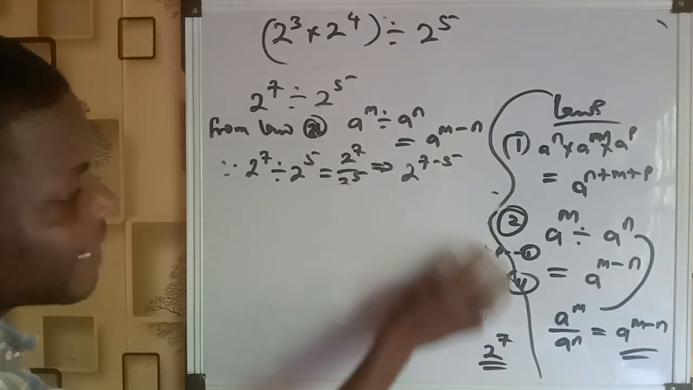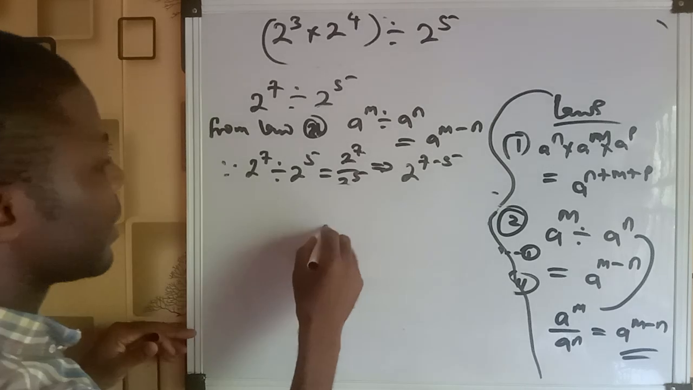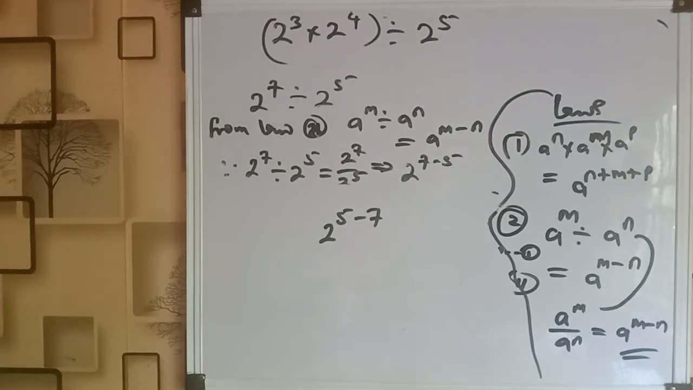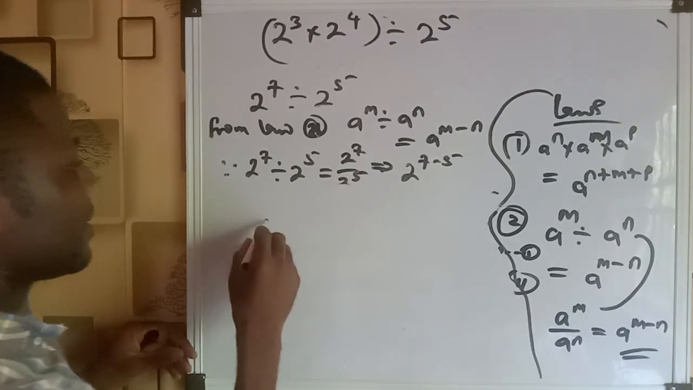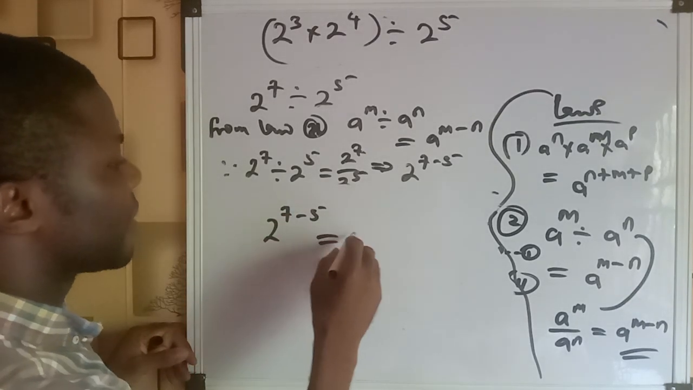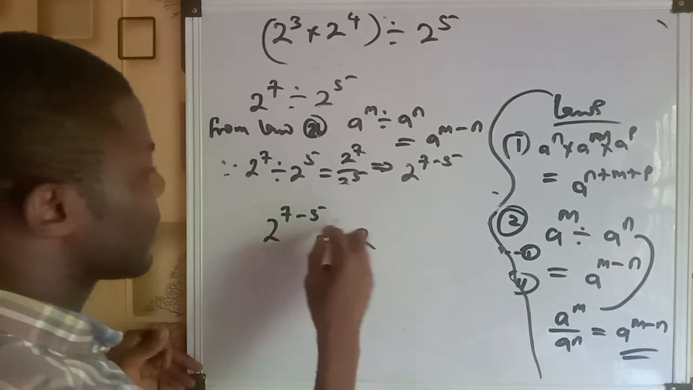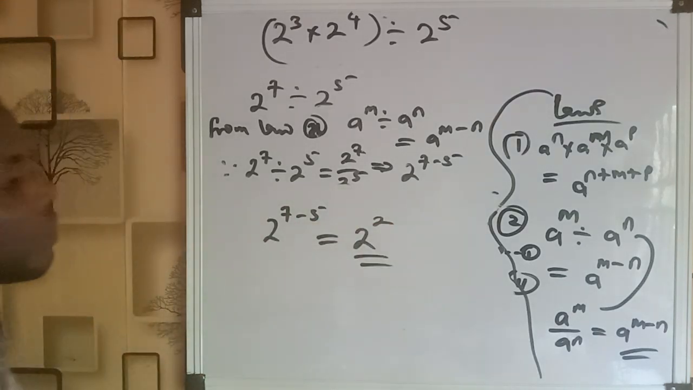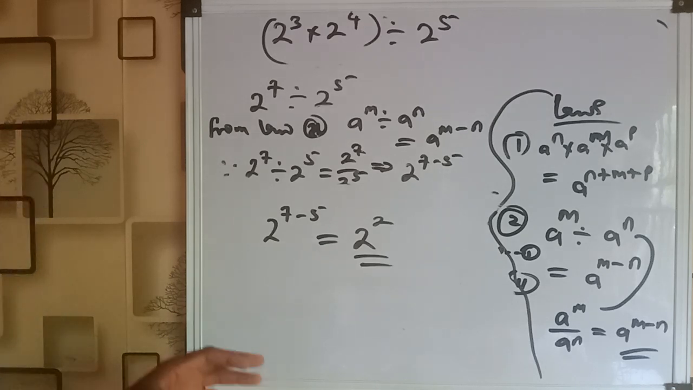And don't mistakenly put it this way, 2 power 5 minus 7. That's wrong. Remember, 7 comes before 5. So you follow that order. That is 2 power 7 minus 5, which gives us 2. And that's the final answer. Okay? That's the final answer. All right. So it's pretty easy to solve this problem. It's not difficult. It's very easy. So simple and really interesting and quite engaging.